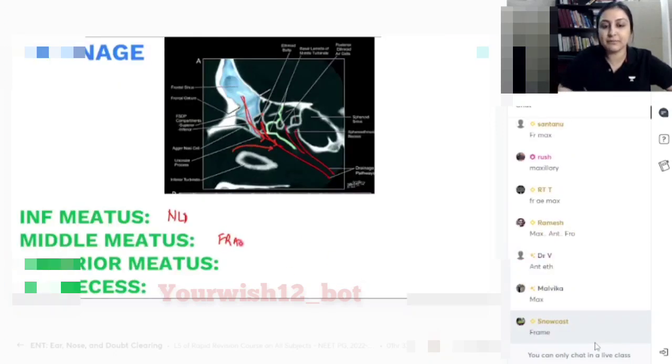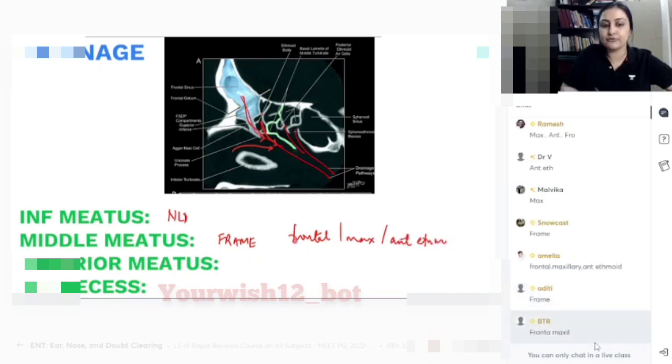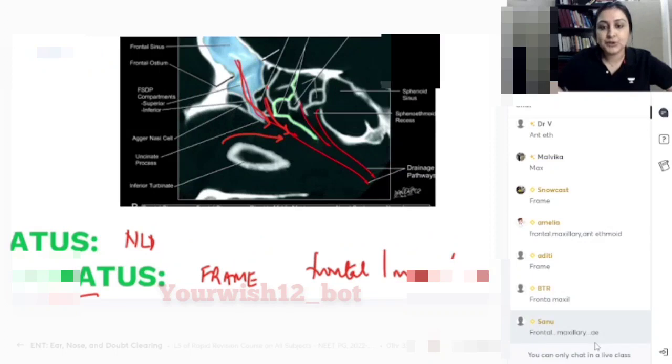What do we remember? We remember FAME. So I have the frontal sinus, I have the maxillary sinus, and I have the anterior ethmoidal sinus, all of which are draining in the middle meatus. Correct? On the other hand, look here.